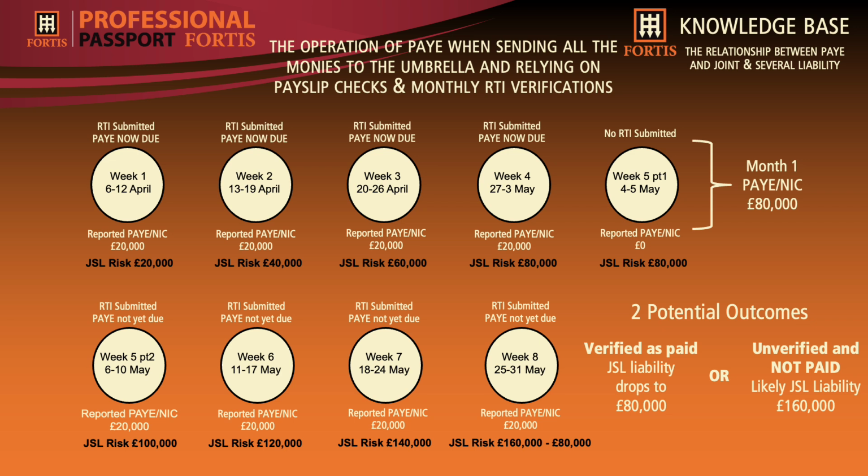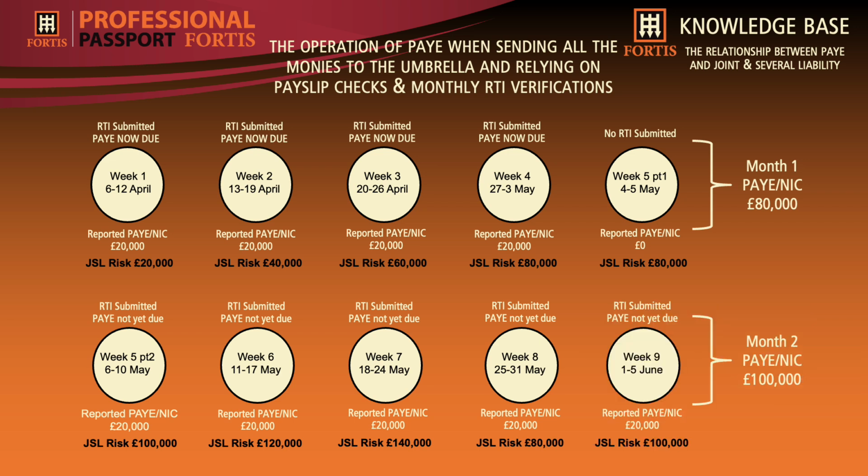If the payment cannot be verified and therefore assumed to have not been paid, this overdue amount can trigger a joint and several liability. We're assuming with this example that if month 1's liability is not paid, then there's a high likelihood that any additional liabilities in month 2, even though they're not due, would also be unlikely to be paid, and therefore at this point you're likely to be facing a joint and several liability in the region of £160,000.